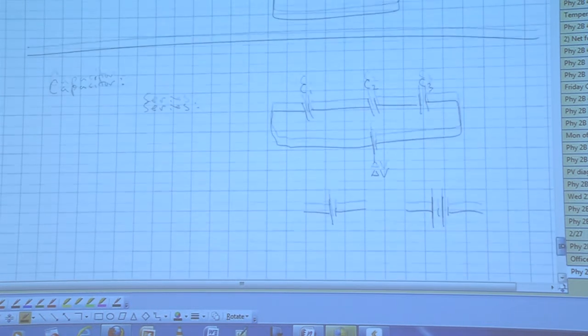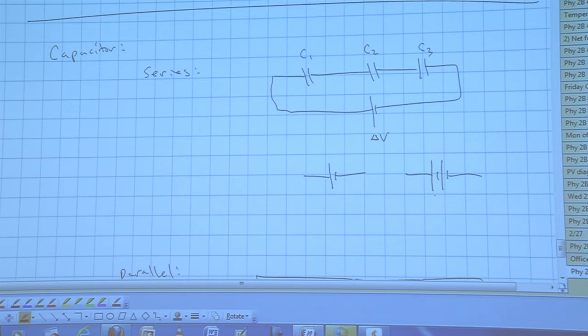This is the tricky part. In series, the capacitance actually goes down. And this is why. When we hook up the battery here, an electron moves from the left plate of C1 to the right plate of C3. Right? An electron moves over there, leaves a positive behind.